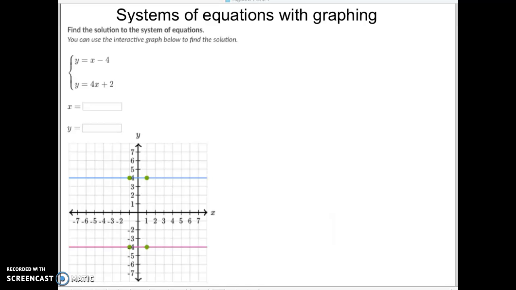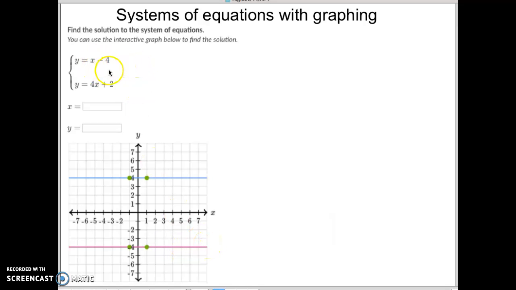All right, here's your second Systems of Equations unit video. Systems of Equations with graphing. So here's what you're going to be doing. You are going to take the two equations they give you, and you're going to graph these. The first equation always goes with your blue line right there, and the second equation here always goes with your pink line. So just so you keep that straight.